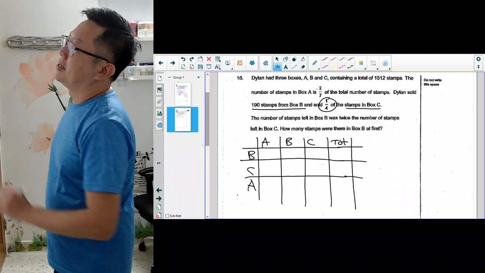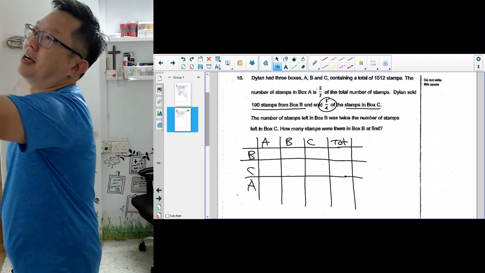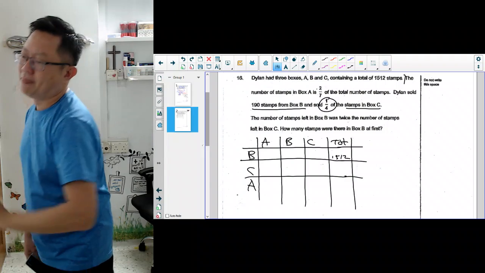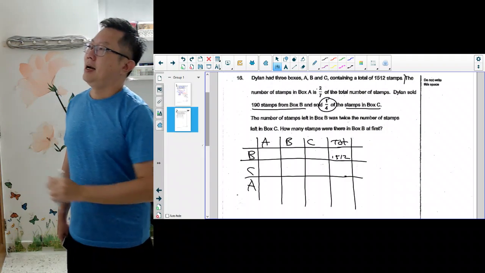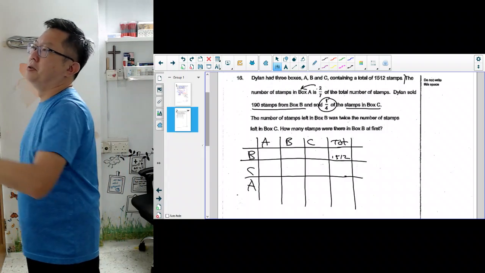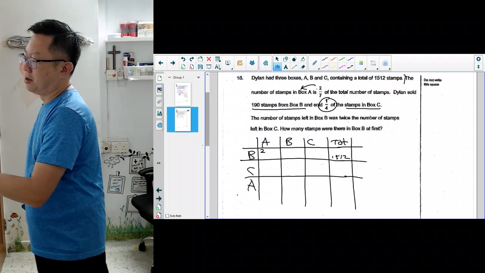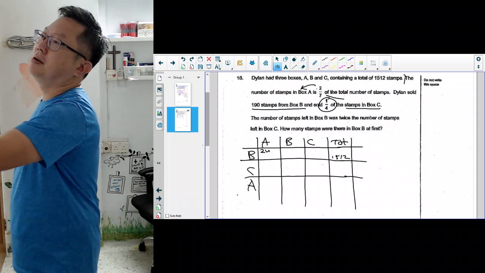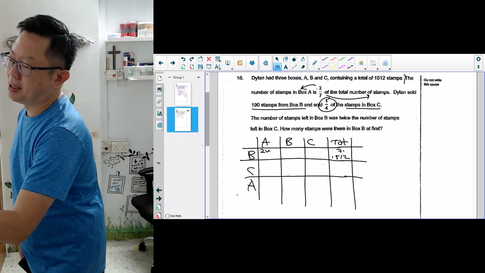So I look at the first sentence, and there is a total of 1512 stamps. So I will put the total over here, which is the at first. And the stamps in box A is 2 units. So I put down 2. Okay, let's call it 2 units. And the total stamps is 7 units. So let's put down 7 units.